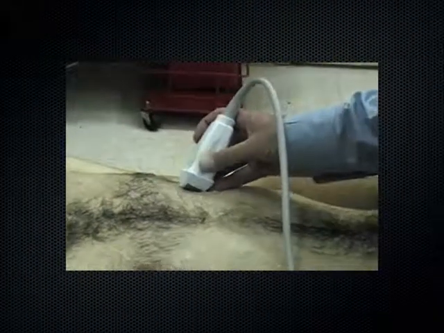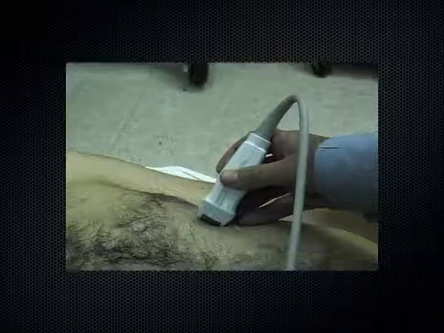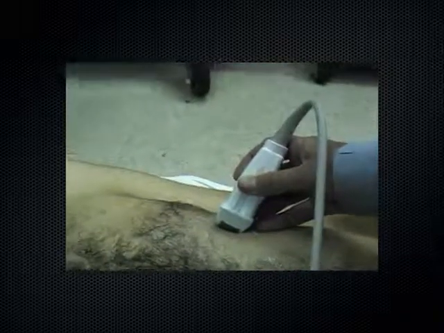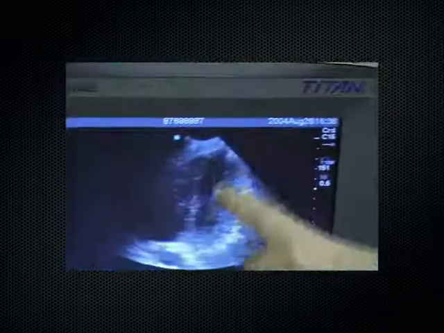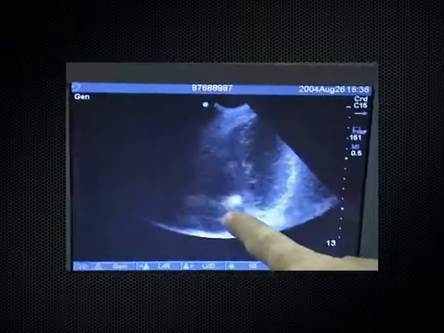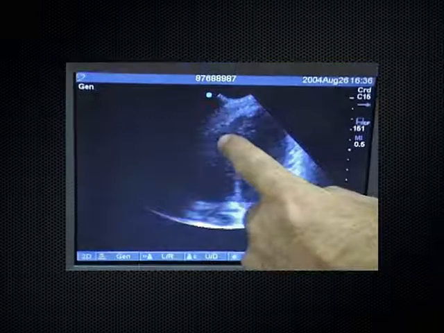For the fourth view, you want to have the indicator towards the patient's right again. You're right underneath that left nipple, aiming towards the spine. That view will get you the heart on the screen to stand straight up with the septum standing top to bottom. That's the septum there. This is the left ventricle, right.